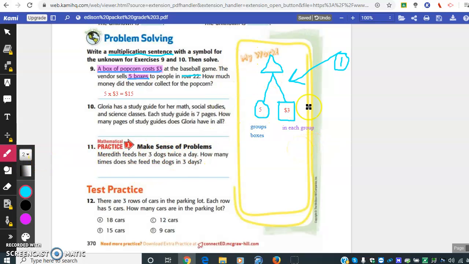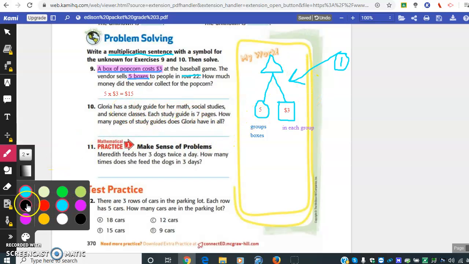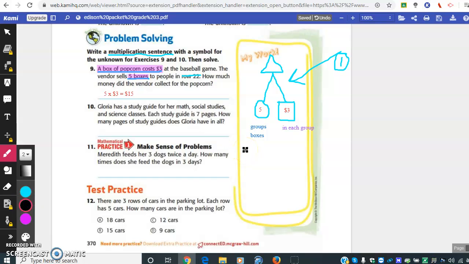This time, instead of drawing a Math Mountain, I'm going to draw a picture of her 3 study guides. There's her first study guide. That's the one for math. Here is her social studies study guide. And here is her science study guide. And each study guide has 7 pages. So inside each one, I'm going to write a 7. This is what we call an equal groups drawing. So Math Mountain is one way to solve a problem, but this way works just as well.